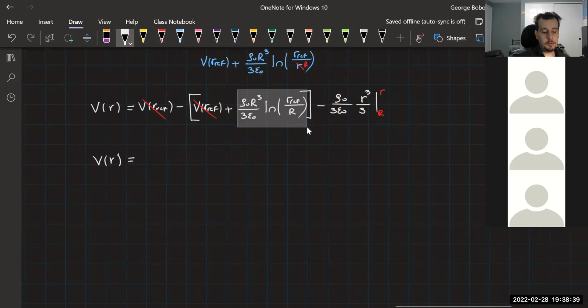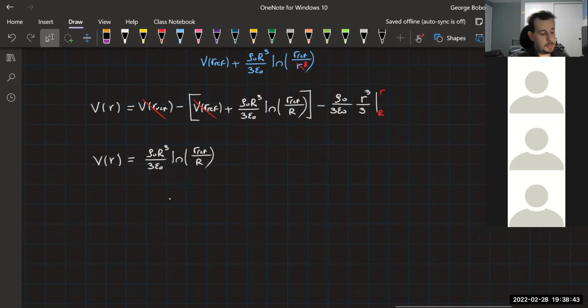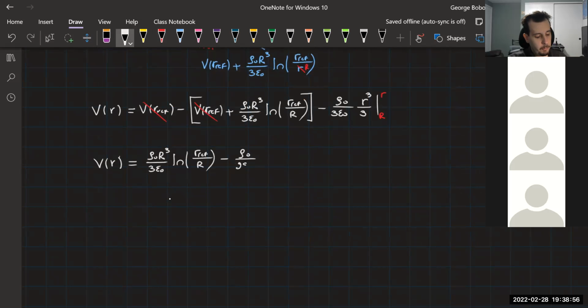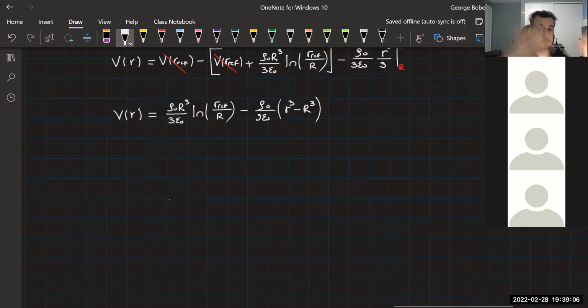Fair enough. So what I remain with, magically, is something nice. We have this remaining, and then we have minus rho naught over 3 epsilon naught. Actually, that's a 9, right? Yes. Let me not screw that up. And then in here, we just have r cubed minus capital R cubed, excuse me. That's it.